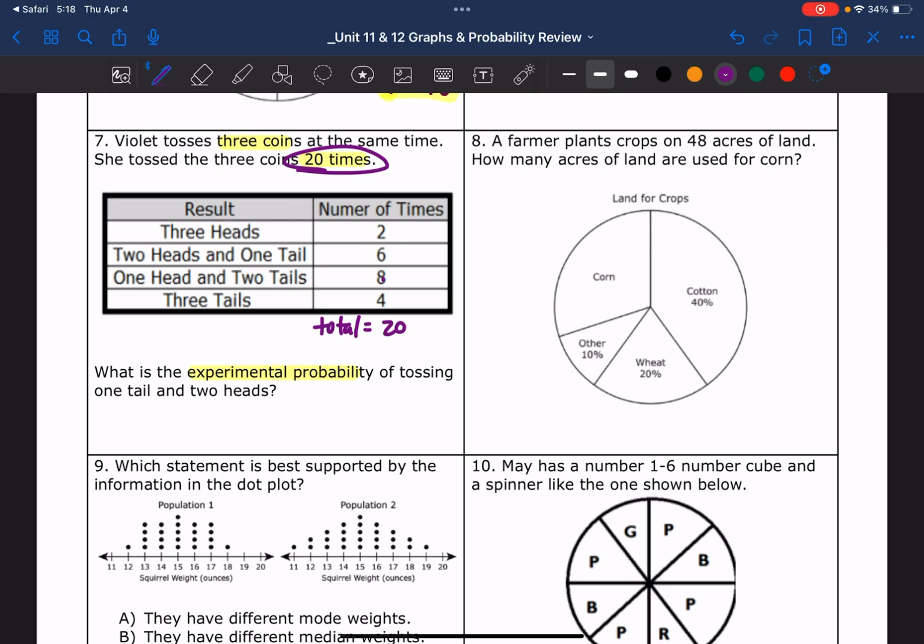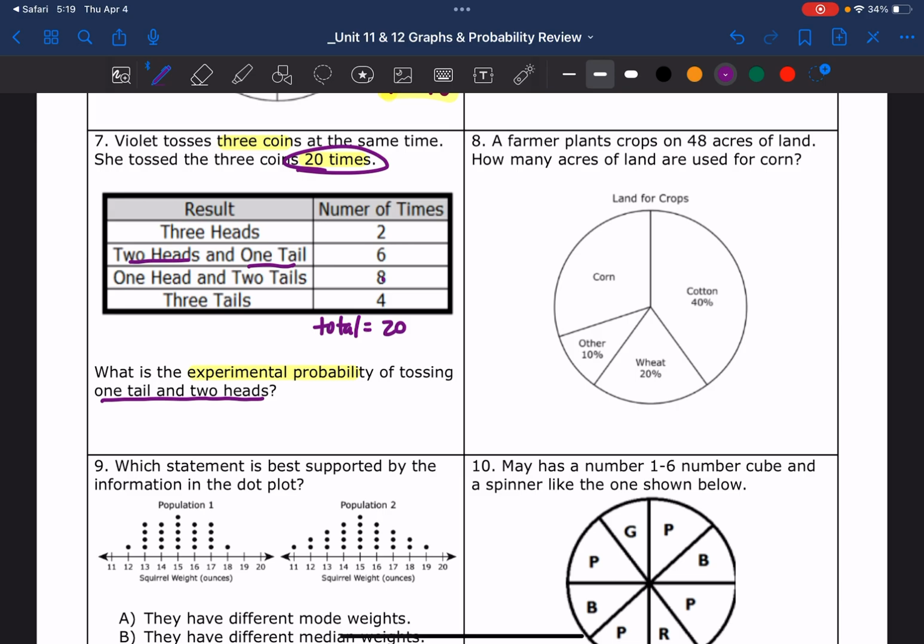Now, it's tossing 1 tail and 2 heads. Be careful when you read this. I know that I did this in 7th period, okay? But we did catch it. On the question, it says 1 tail and 2 heads. It has it backwards on the actual table, so please be careful with that, okay?